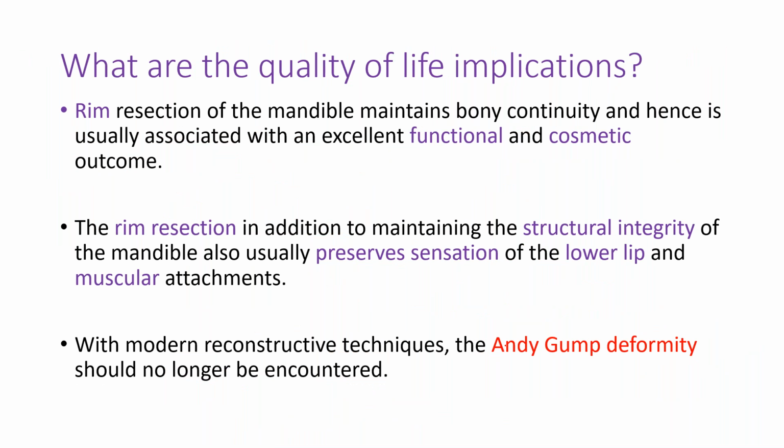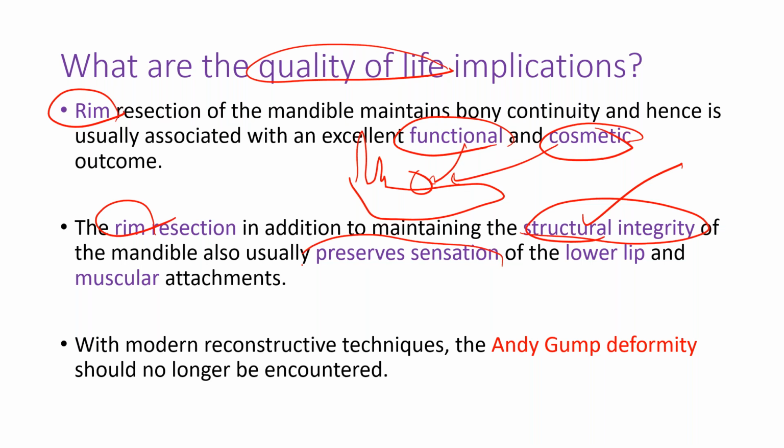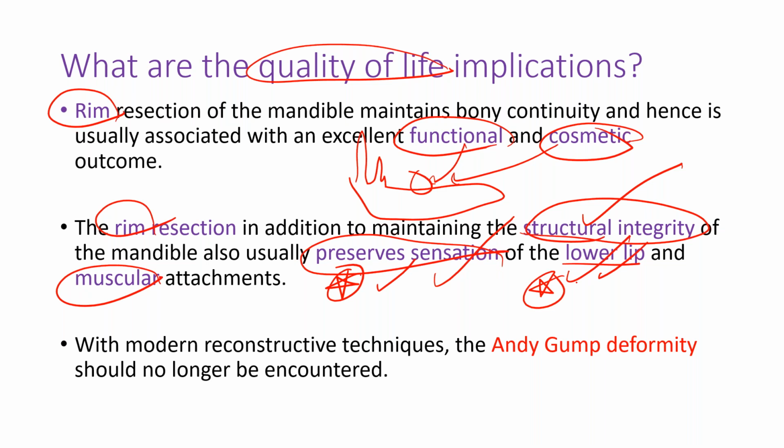So, the quality of life implications. How is rim resection going to affect quality of life? It gives an excellent functional and cosmetic outcome. When a part of the mandible is removed like this, it is functionally and cosmetically good. Rim resection maintains structural integrity and preserves the sensation of the lower lip. Sensation of the lower lip is important, and muscle attachments are also important, because they affect functionality.